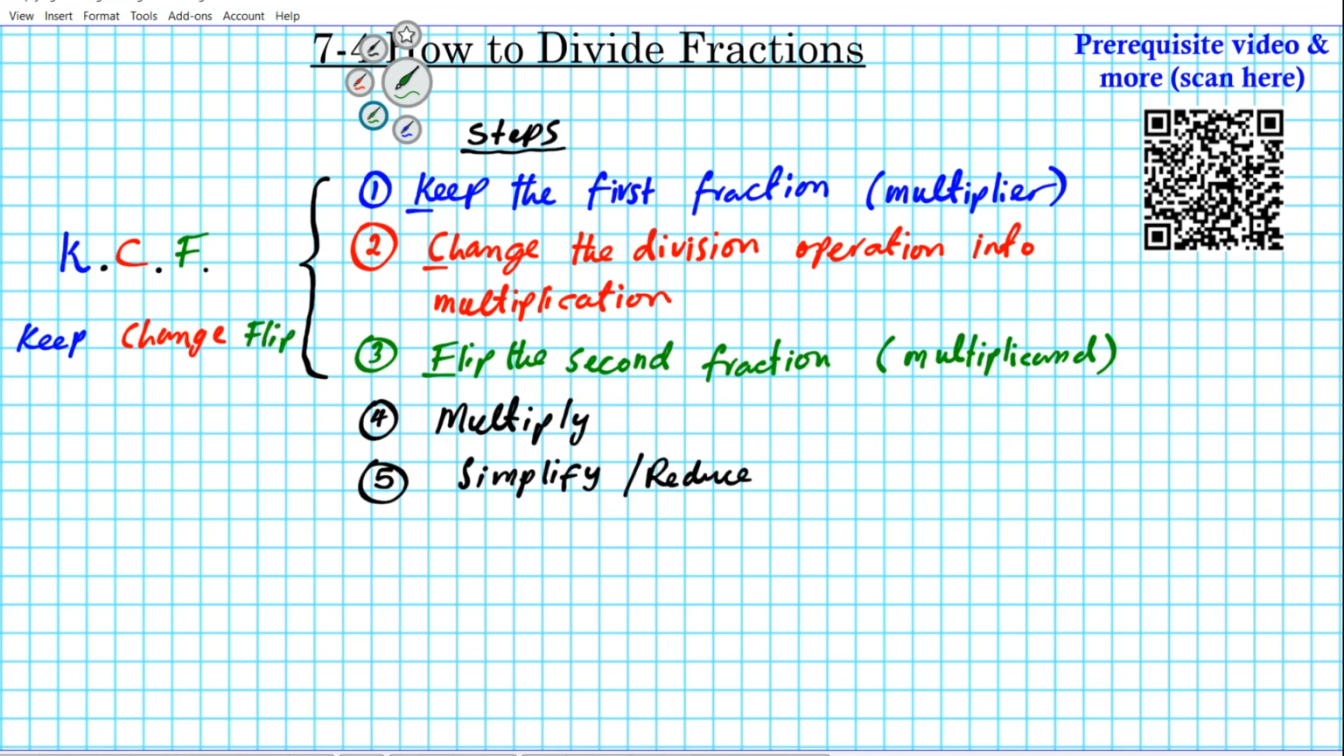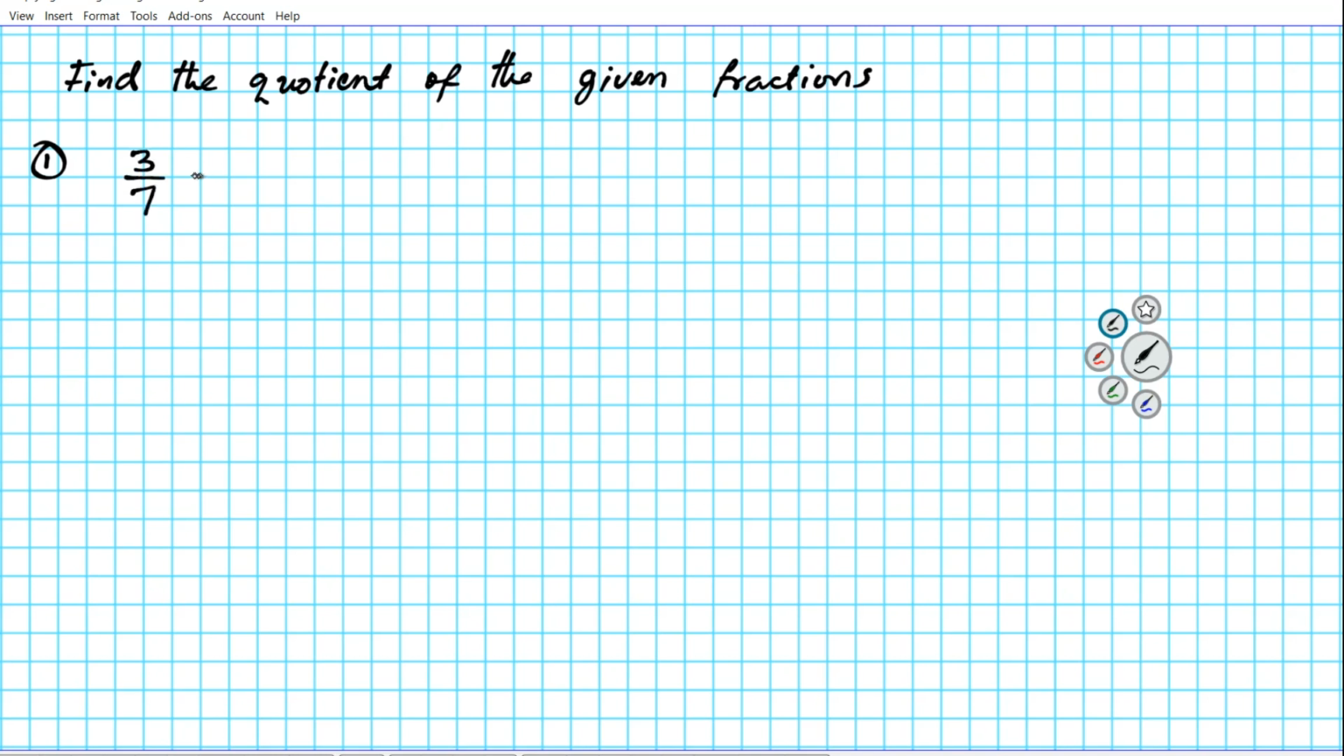Okay, so let's go ahead and attack some problems. The instructions are for us to find the quotient of the given fractions. Just remember that the word quotient is just a fancy word for divide. Number one, let's say we have 3/7 divided by 2/3.